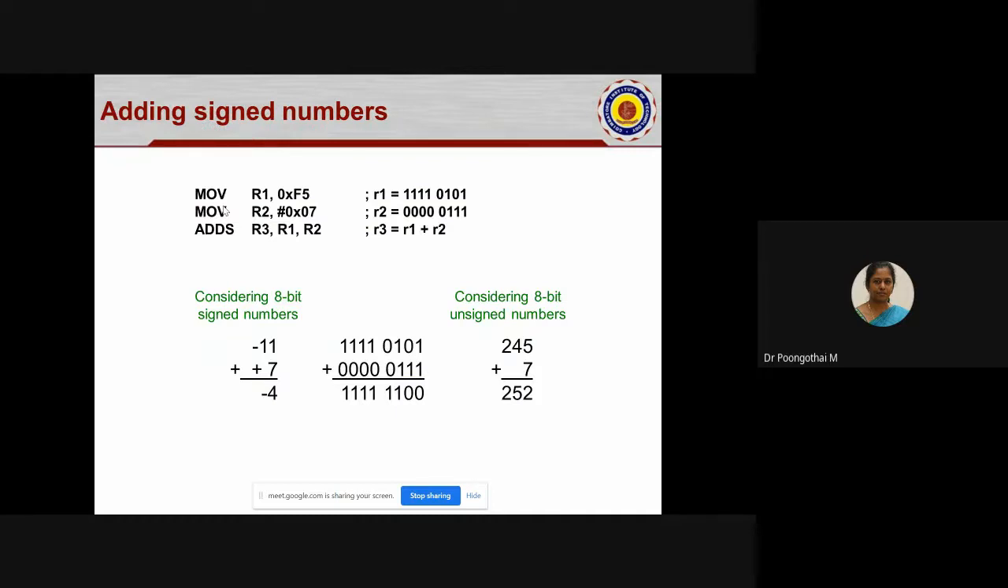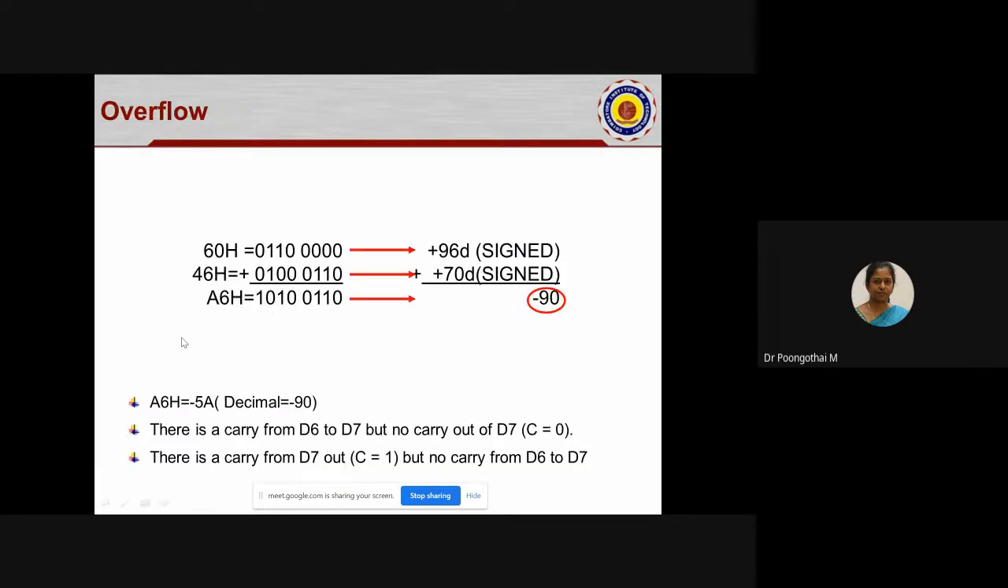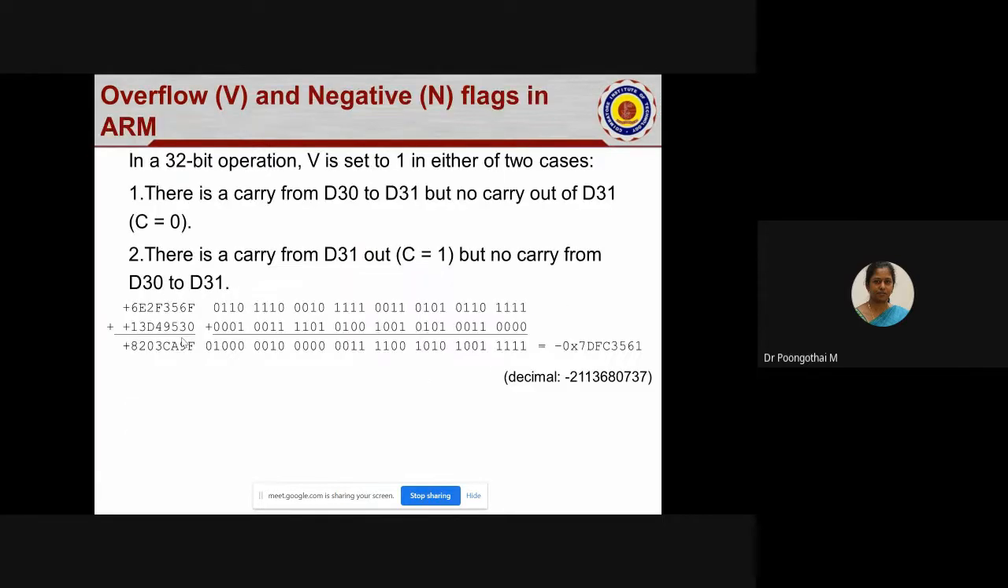Yes. And also I have explained signed number arithmetic, and how you differentiate signed number arithmetic and unsigned number arithmetic. And also I have explained this overflow flag status. The overflow flag will be set based on two conditions. V is set to 1 in either of two cases: there is a carry from D30 to D31 but no carry out of D31, or there is a carry out of D31 but no carry from D30 to D31.